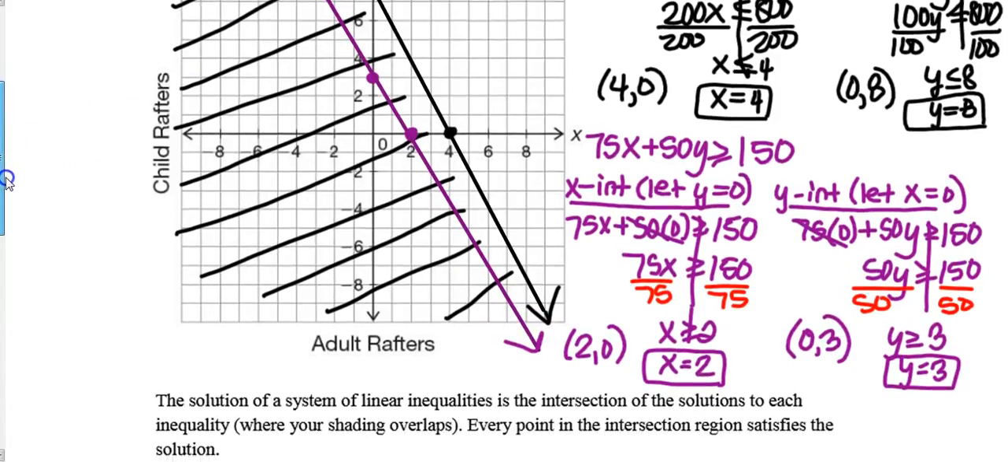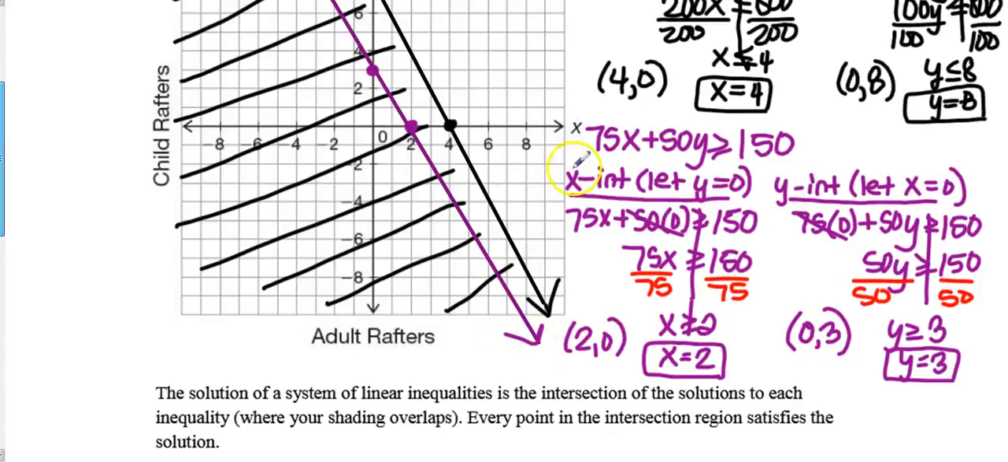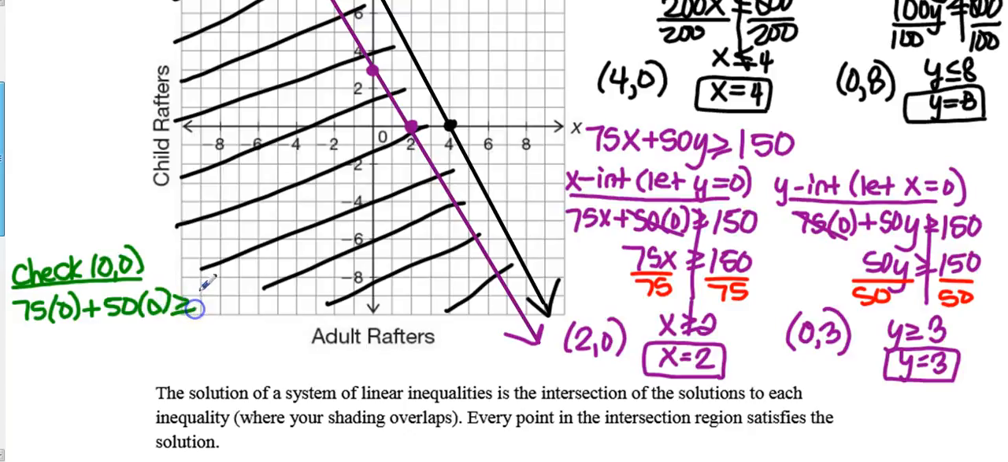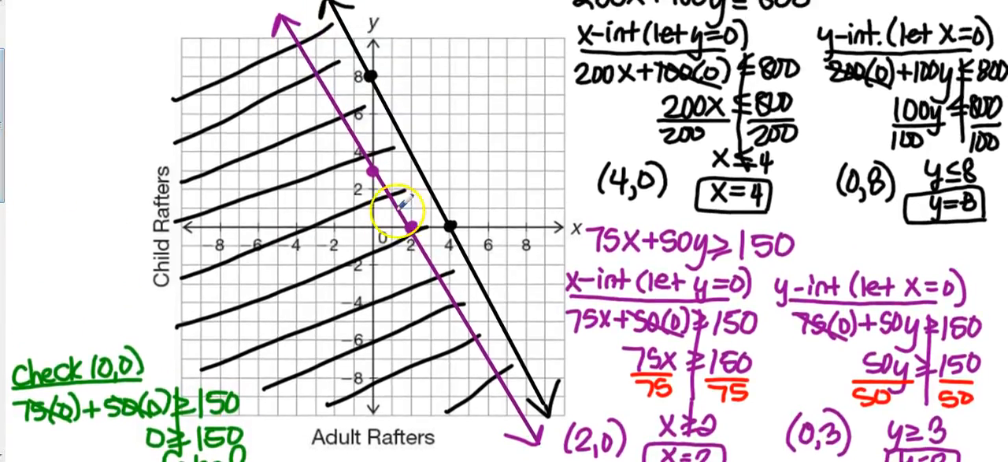And once again, we'll very quickly check for (0, 0). I'll put it over here. Check (0, 0). So that will be 75 times 0 plus 50 times 0 greater than or equal to 150. Cross out, because that's both 0 and 0. I get 0 greater than or equal to 150. False. So, for this second line, I want to shade the side that (0, 0) is not on. Here's (0, 0), so I go shade the other side.